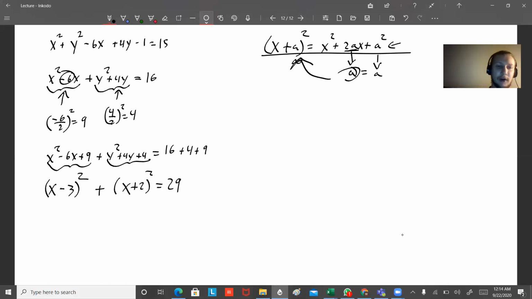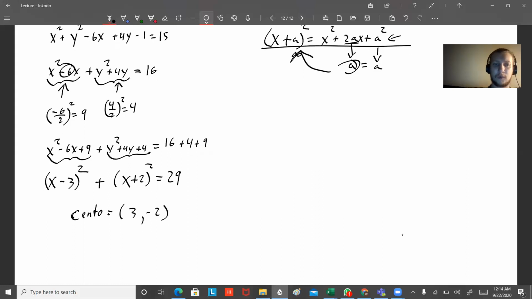So we now know that our centro es 3 y -2, porque es lo opuesto. It's the opposite sign of the constant in the linear terms here. So we're going to get x minus 3 means that our center is at 3, and y plus 2 means our center is at -2.